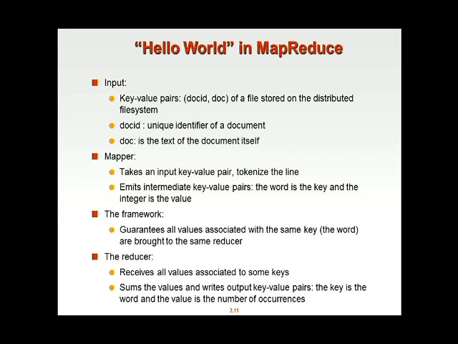The mapper will take the input key value pair, tokenize the document into terms, and then emit the intermediate key value pairs. The framework will do the shuffle and sort, and guarantee that the values for the same key will be grouped and brought to the same reducer for processing. The reducer will receive all the values associated with the same key and then do the aggregation.